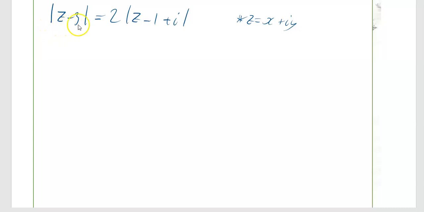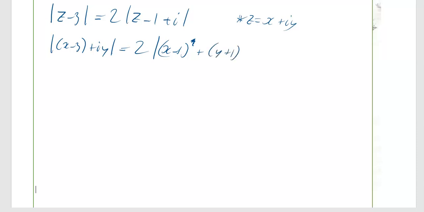Okay, so we've got modulus of z minus 3 is equal to 2 upon modulus of z minus 1 plus i. Remember, z is equal to x plus iy. So we're going to rewrite this thing as the modulus of x minus 3 plus iy is equal to 2 upon the modulus of x minus 1, that's the real part, plus, and then it's going to be y plus 1. So there's my imaginary part for this one.